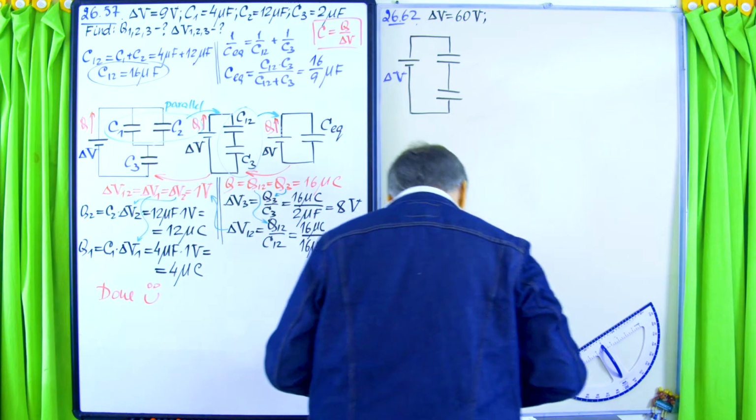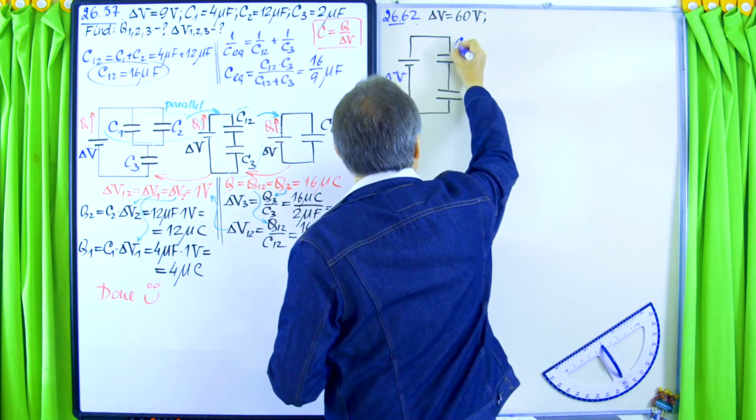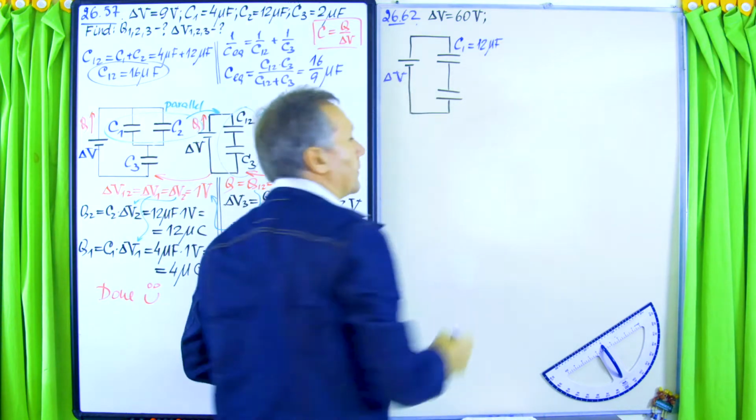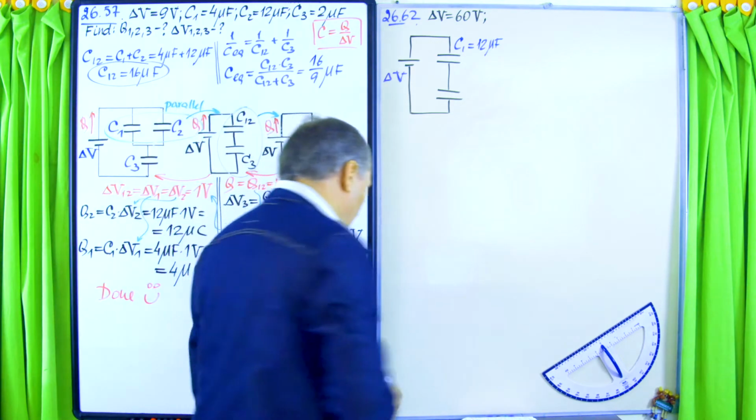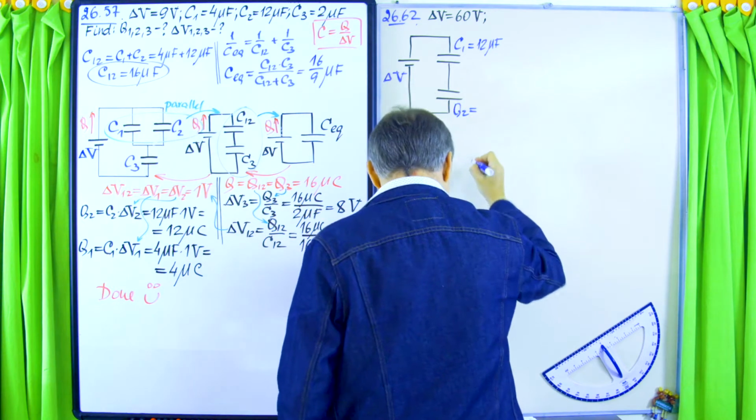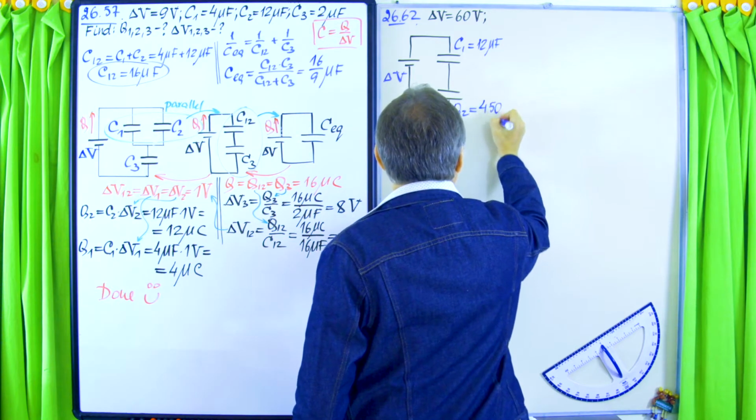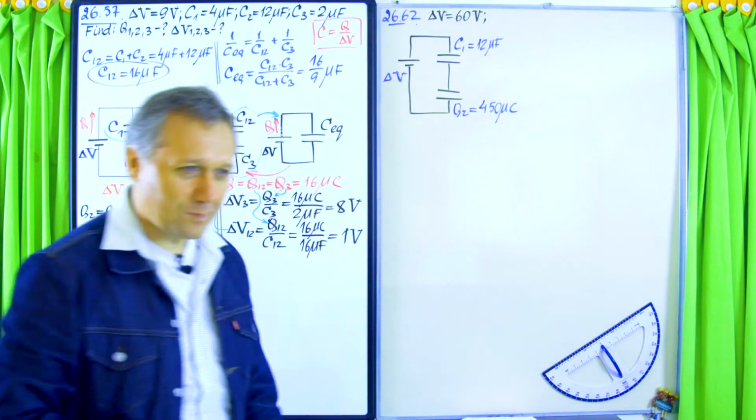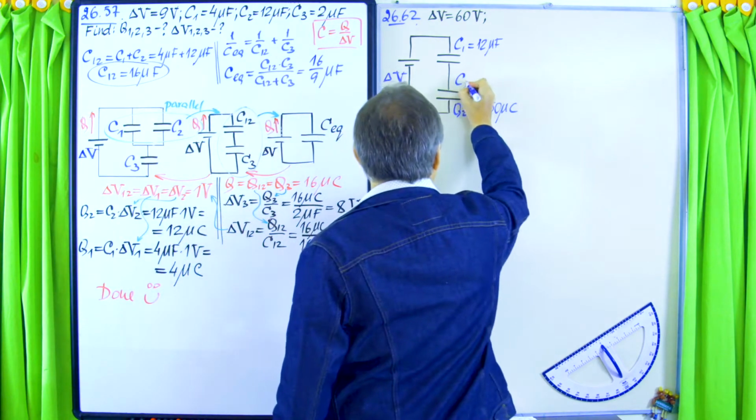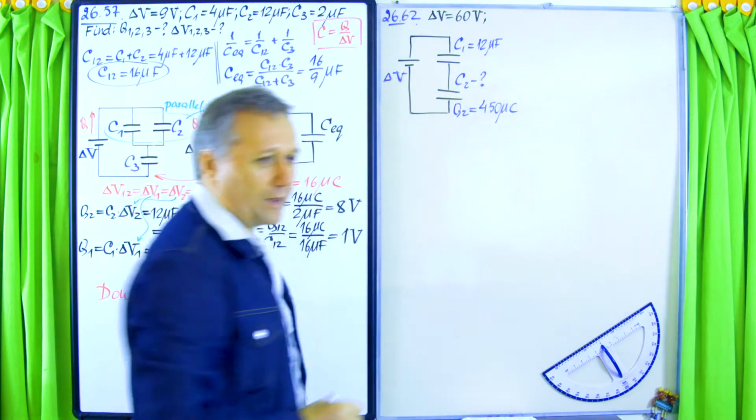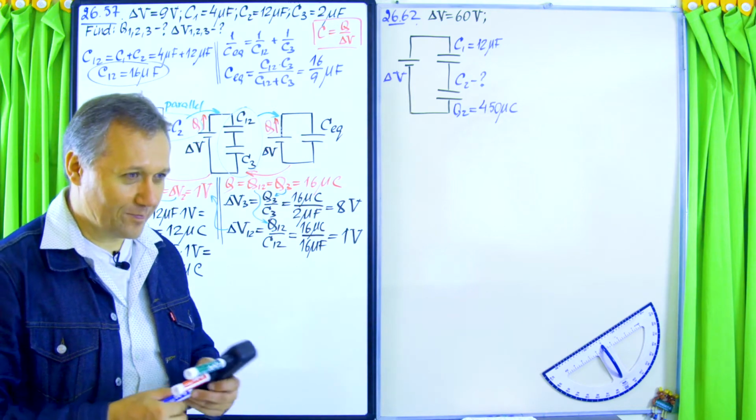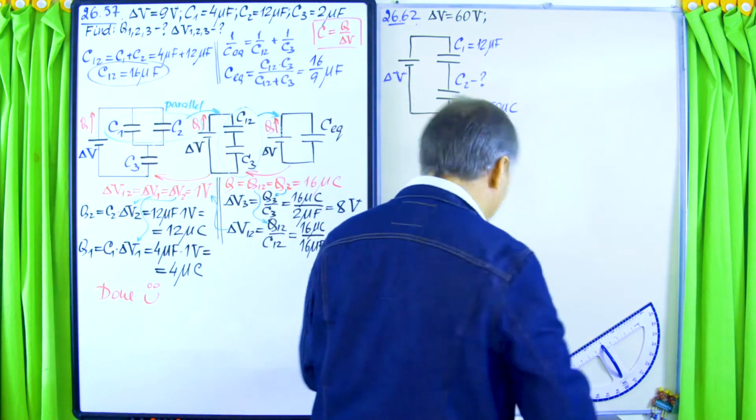Then, what do we know about these capacitors? The first one, we know its value, and it's 12 microfarads. About the second capacitor, we know the charge stored in the second capacitor, 450 microcoulombs. But we don't know its value. So C2, we don't know. That's what we need to find, actually. So that's the situation. We need to find C2.